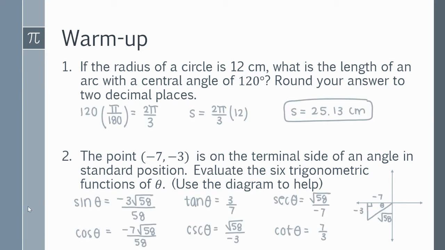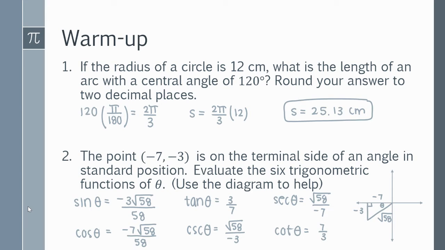All right, hopefully you tried both of these. You should have gotten in problem number 1, 25.13 centimeters. Remember, don't forget that in order to do a problem like that, you always have to have your angle in radians. So you had to convert it first, then you're able to multiply your new radian value times the radius. In number 2, sketching a picture helps you here.